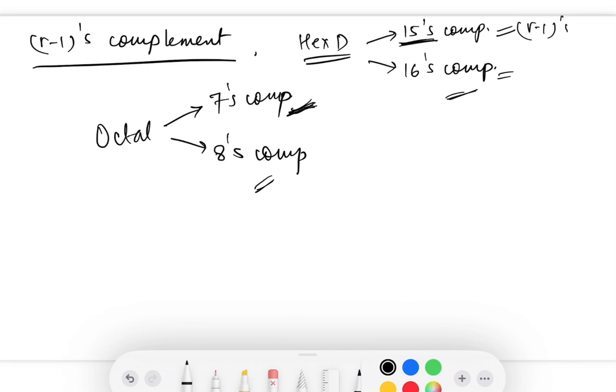And subtraction and addition we have already learned for a particular number system, right? Okay, so let's finish this lecture here. In the next lecture, we will learn subtraction using complements.